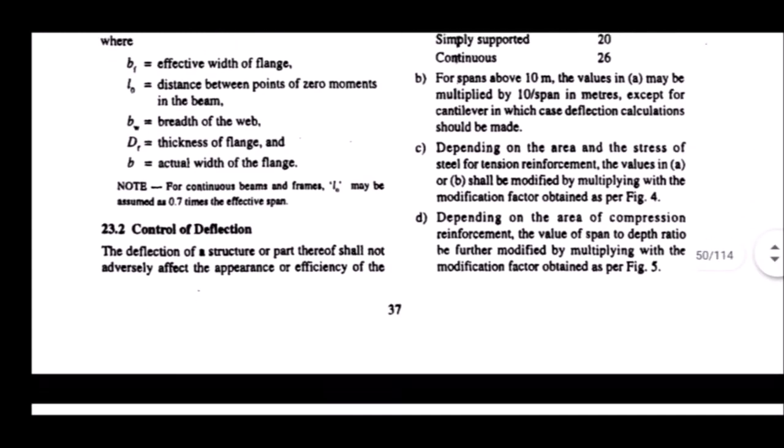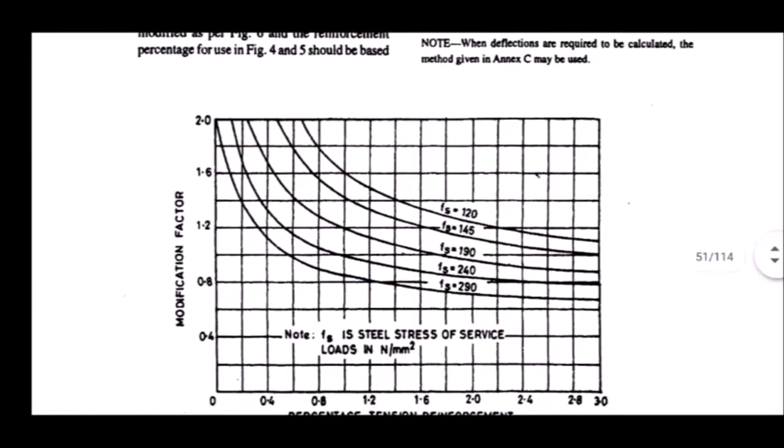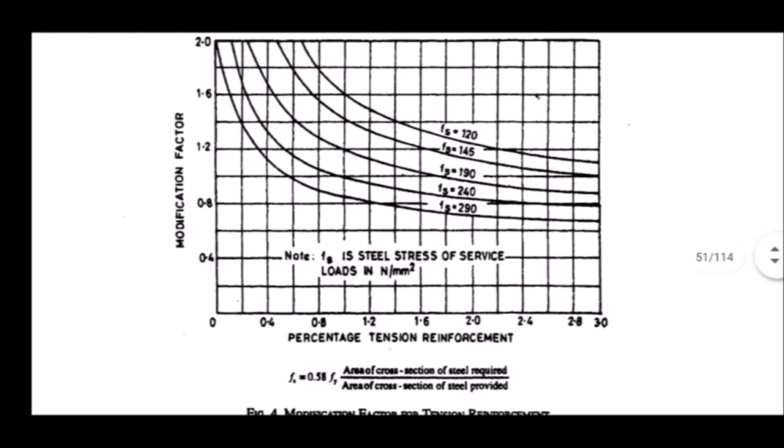So let's go to figure number 4. Now in figure number 4, look, in this graph, on the x-axis there is percentage of tension reinforcement, on the y-axis there is modification factor, what we have to find out ultimately. And these curves are the values of Fs. So depending upon the percentage of steel and value of Fs, we have to find out the modification factor, which we have to multiply with span to depth ratio to get the maximum span to effective depth ratio. To find out Fs, the formula is given just below the graph.